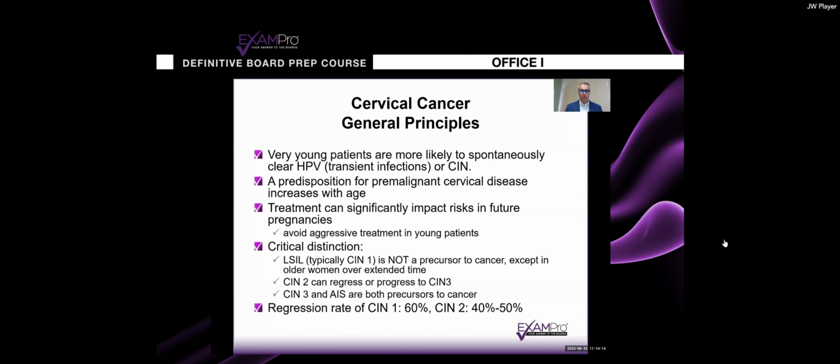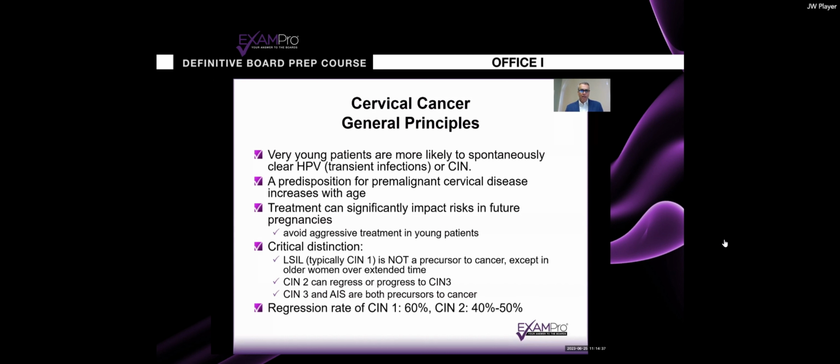Treatment can affect future pregnancy risk, particularly when we talk about excisional procedures and the risk for cervical weakening and premature delivery. So again, this is another reason if a patient, by virtue of being younger, is lower risk, we don't want to be overly aggressive in our evaluation and treatment.